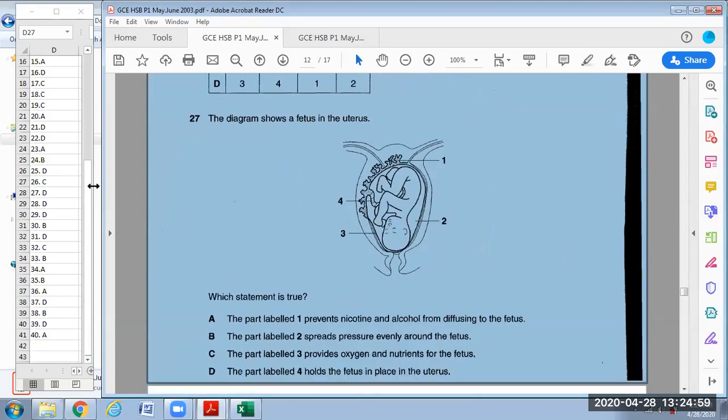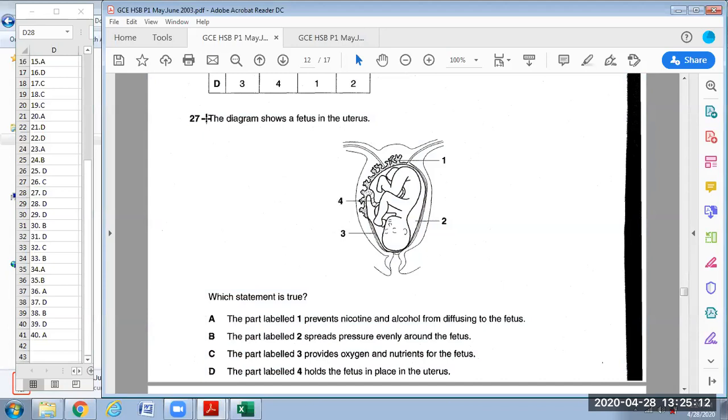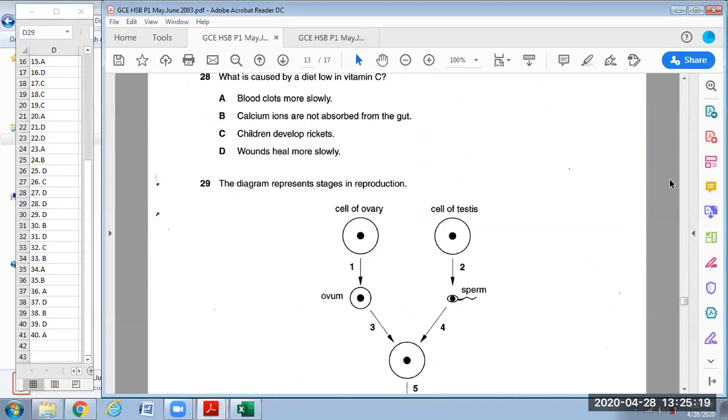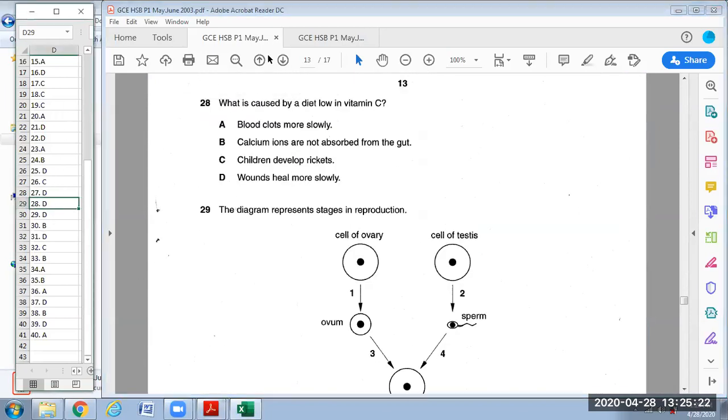This was a repeat. The diagram shows a fetus in the uterus. I don't know why I said that. Which statement is true? D. Right. You all remember this came in the midterm test? Yes, miss. 28. What is caused by a diet low in vitamin C? D. Wounds heal more slowly.